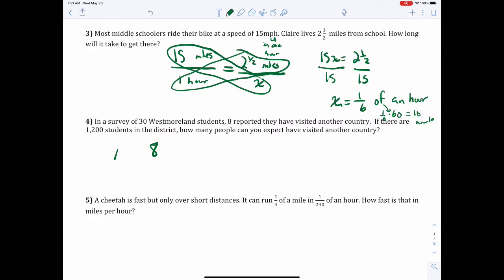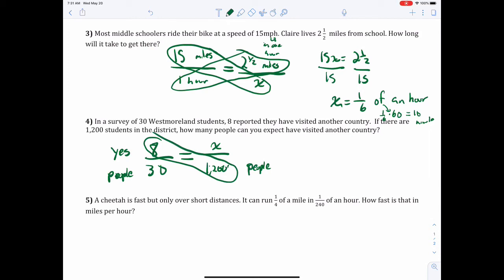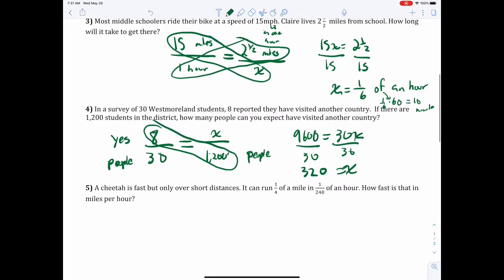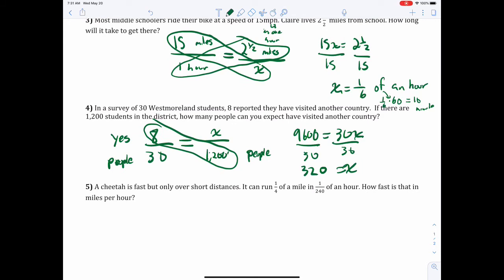So 8 are, yes, they've visited another country, and we've asked 30 people. So 8 out of 30, and we're going to set that equal to what we're trying to figure out, 1,200 students. So 1,200 is going to go on the bottom because that's where we put our people. And we're not sure about this, so that's x. And then you just go ahead and cross multiply. So 8 times 1,200 is 9,600 equals 30 times x is just 30x. Divide by 30. We're going to get x equals 320. So we can predict, infer that 320 people have visited another country.